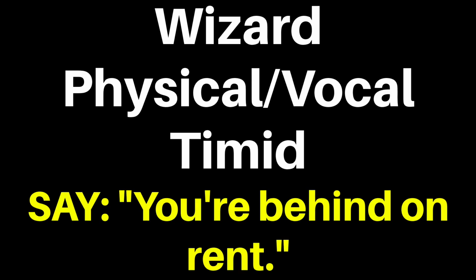And then it will display a characteristic that may have nothing to do with, in this case, a wizard. So it might say like, timid, and then I'm gonna be a timid wizard now. And then it'll display a line that I'm going to say as this character. So maybe it says like, you're behind on rent. You're behind on rent.